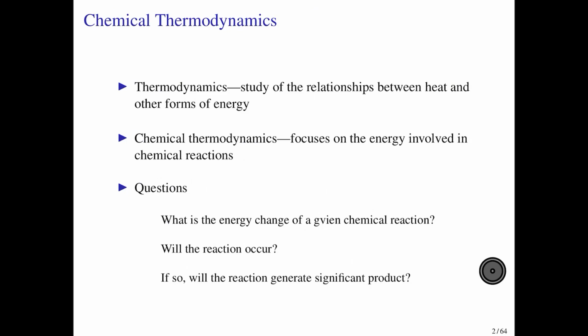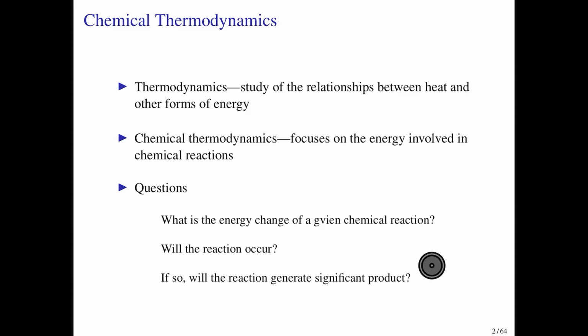The subject of thermodynamics involves the study of the relationship between heat and other forms of energy. We are interested in chemical thermodynamics, which further focuses on the energy that accompanies chemical reactions. And so the types of questions that we're interested in are, what is the energy change associated with the chemical reaction? How much heat will be generated or absorbed as the chemical reaction occurs? That's going to be the subject of the review.